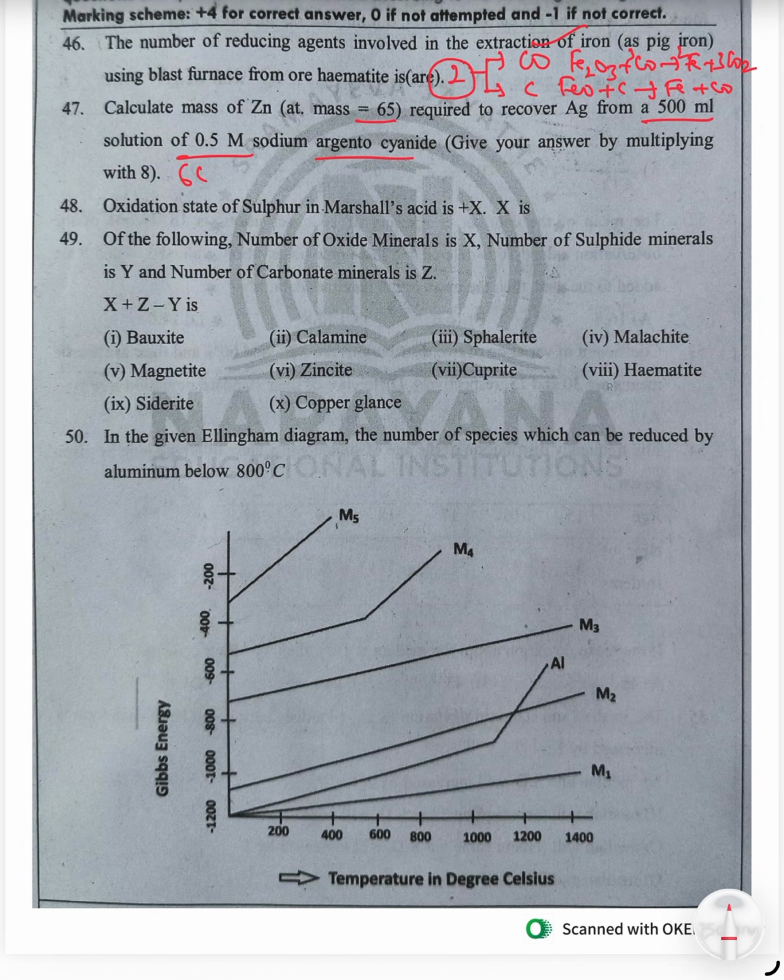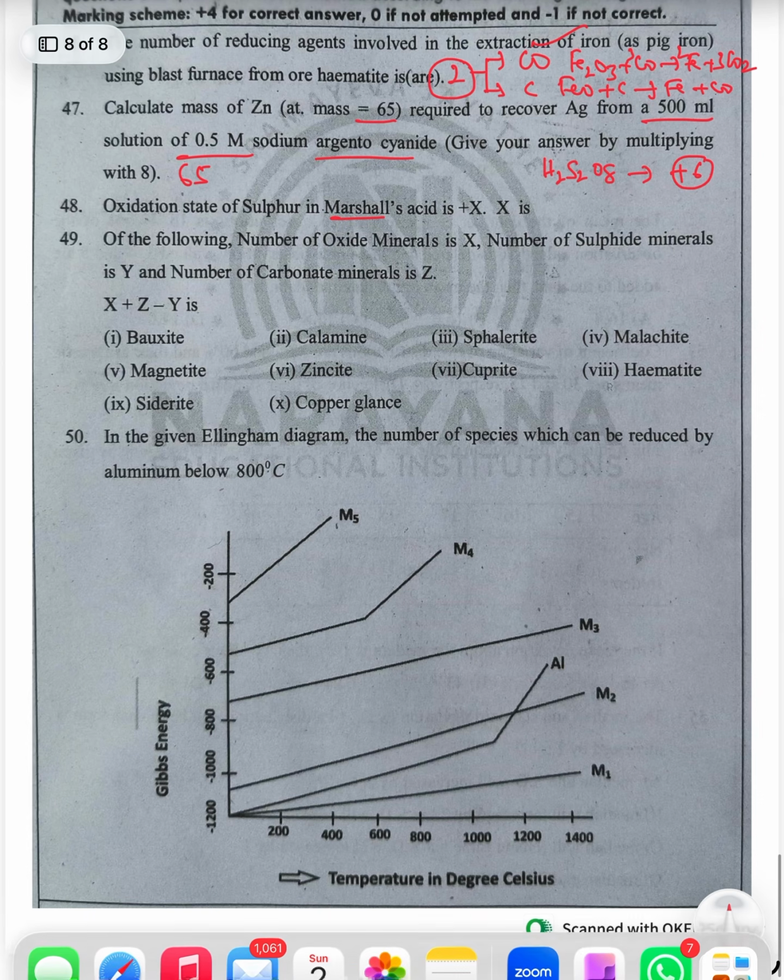So this is 65. Next, the oxidation state of sulfur in Marshall's acid. Marshall's acid is nothing but peroxydisulfuric acid, that is H2S2O8. So in H2S2O8 the oxidation state is +6. You know how to calculate oxidation states. H2S2O8, let us see.